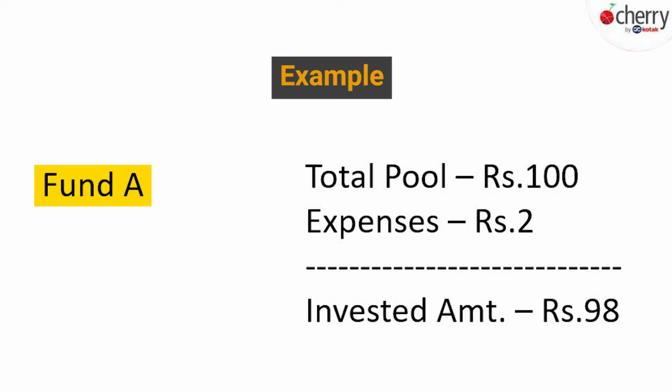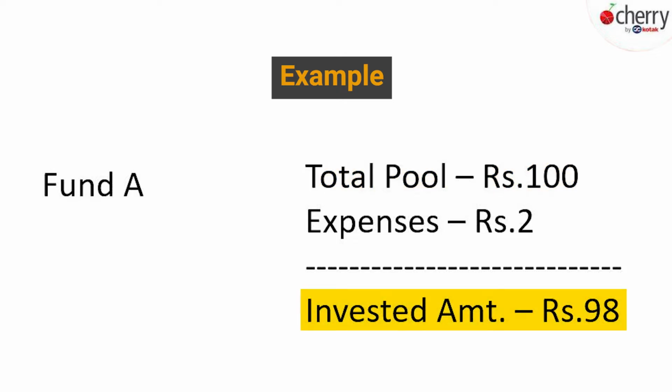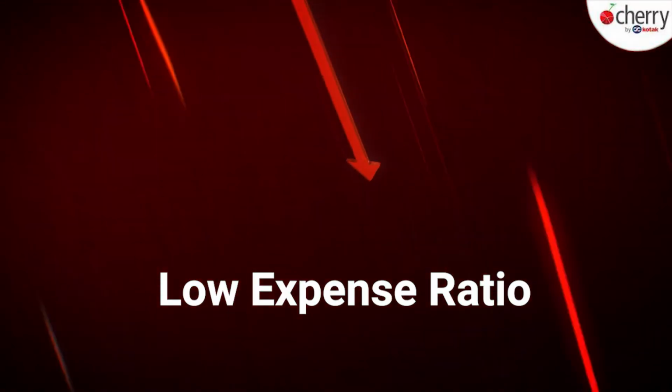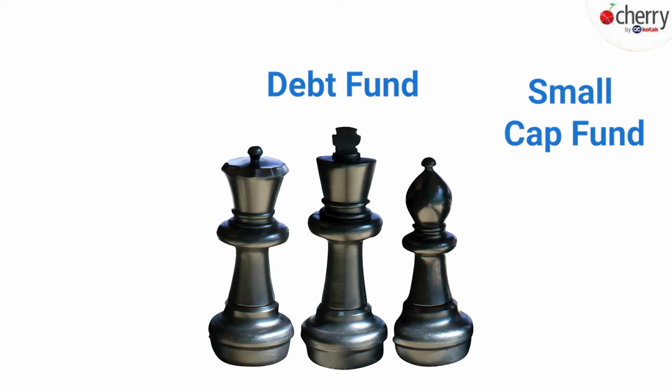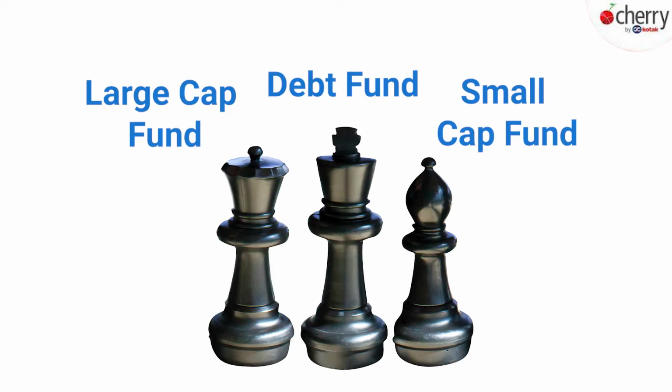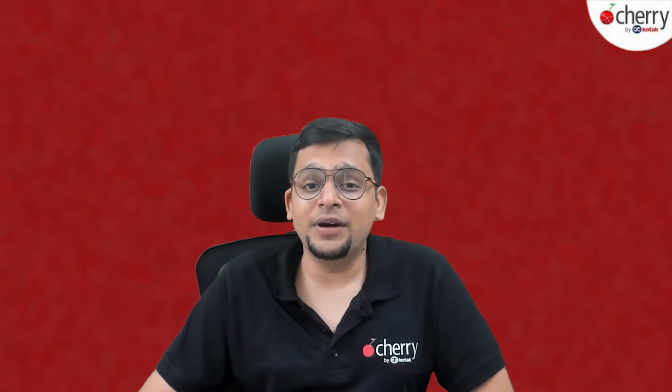Say for example, in fund A, the expense ratio is 2%. It means that out of 100 rupees in the fund, they are investing 98 rupees. So typically, the rule of thumb says the lower the expense ratio, the better it is. But here it is again very important to ensure that you don't compare across different segments. Expense ratio for debt, small and large cap can be very different. Please ensure you compare apples to apples.